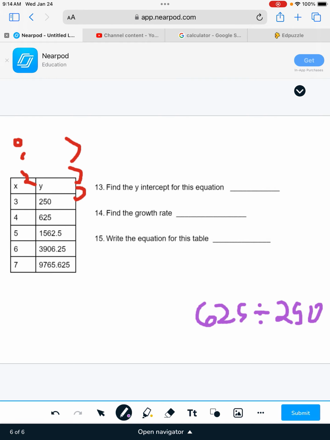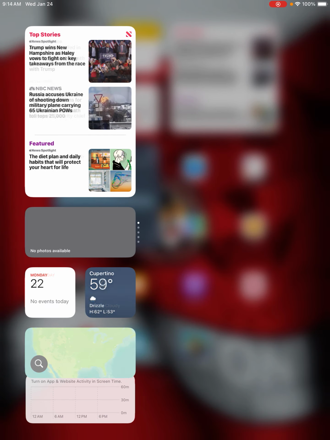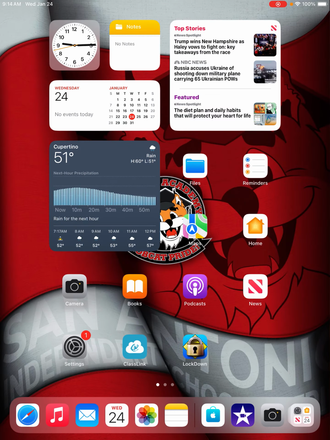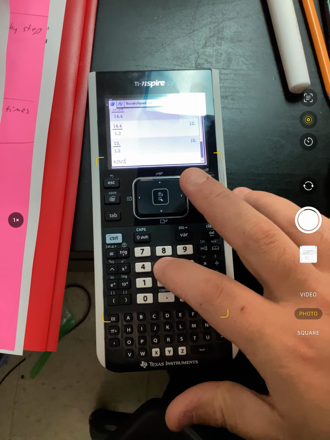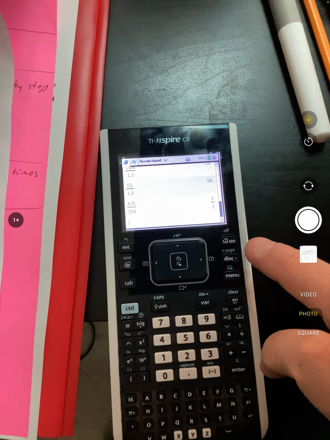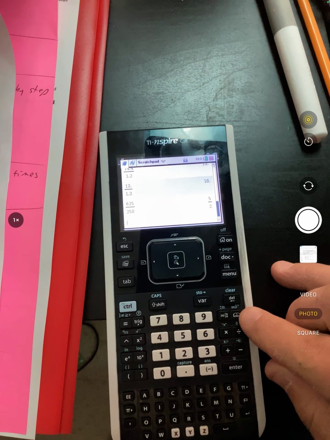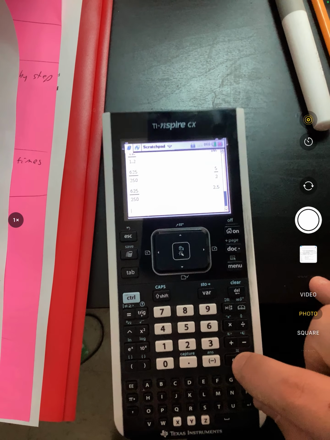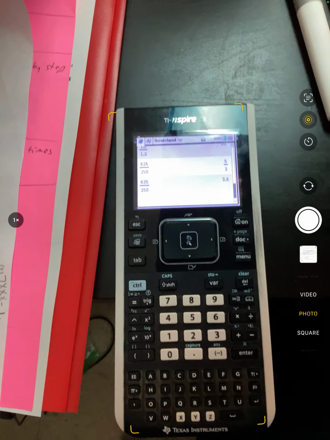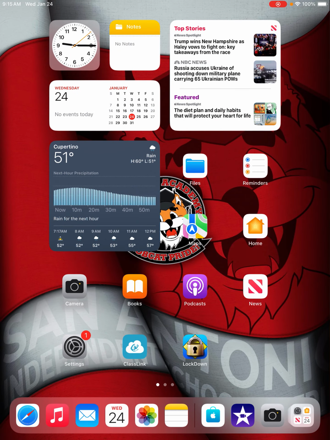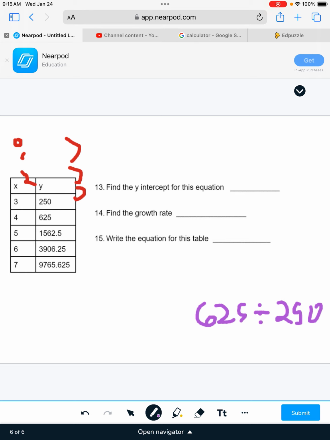Okay, now I can't do that in my head. So I should get my calculator out. Calculator out and do 625 divided by 250, which is 5/2. Okay, I could even convert that into a decimal if I wanted to get 2.5. All right, so I know that everything is getting 2.5 bigger or smaller? Bigger or smaller? Okay, as we go up, I'm seeing it get bigger. That means I'm multiplying by that 2.5.